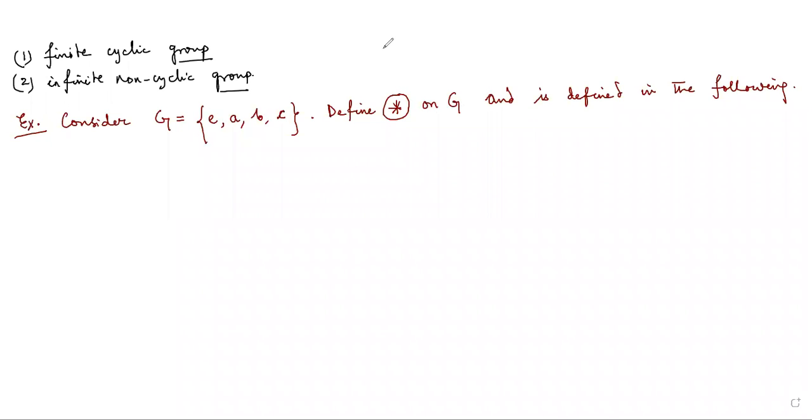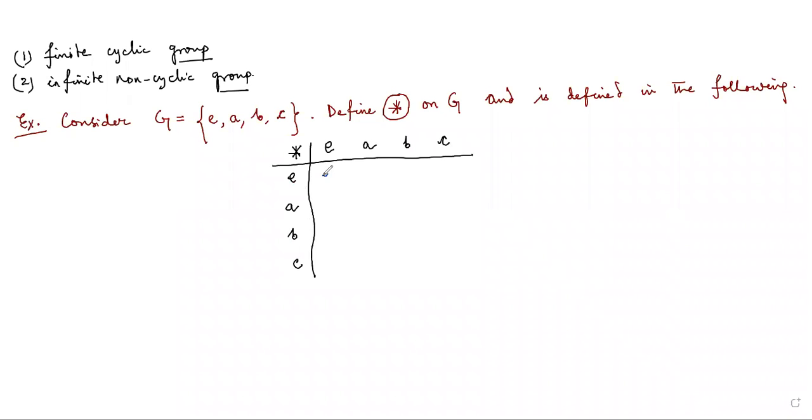And for this, I'm going to construct a table. The table is constructed in the following manner. First of all, we draw a vertical and horizontal line like this. On the column headings, I am putting the elements E, A, B, C, and the row headings are the same. Now I'm defining the elements, putting them in a special way, not in an arbitrary way.